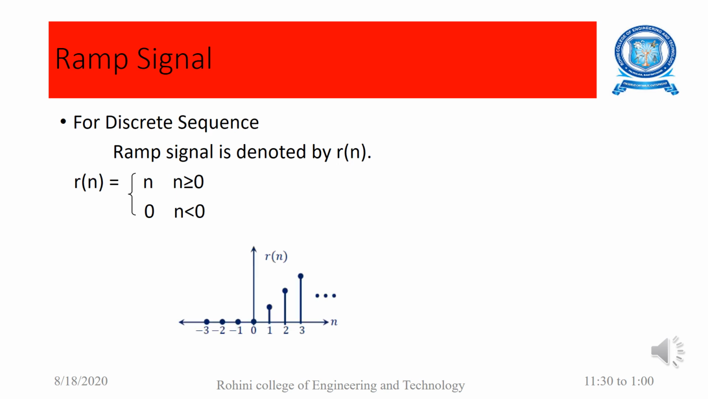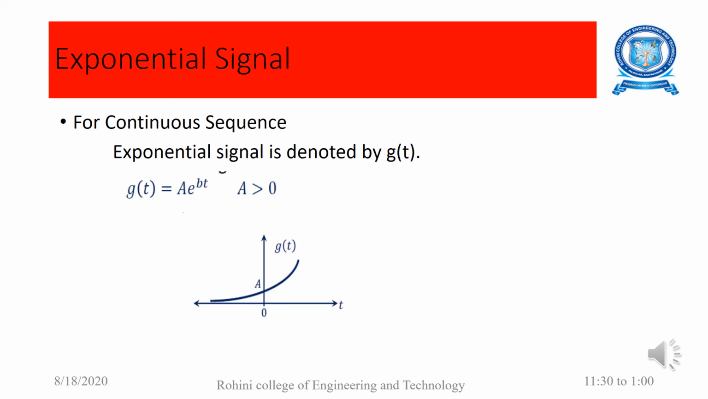For discrete sequence, the ramp signal is represented by R of n. R of n is equal to n for n is greater than or equal to 0 and 0 for n is less than 0. So if n is equal to 0 means R of 0 is equal to 0, if n is 1 means R of 1 is equal to 1, if n is 2 means R of 2 is equal to 2, like this these signals will be represented. For all the negative values of n, the R of n is equal to 0.